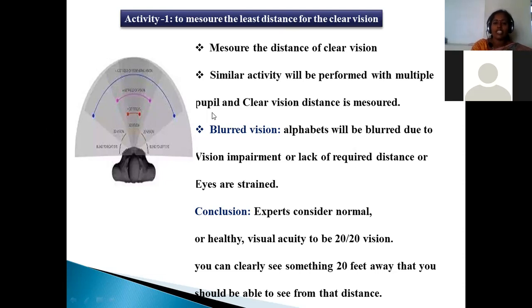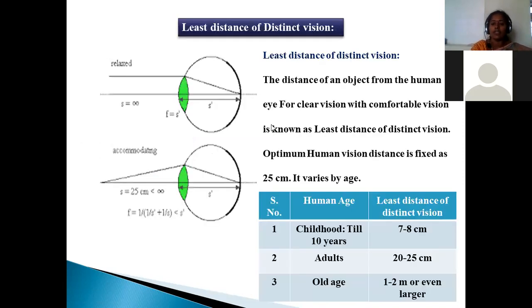So by changing all the people, it is concluded that 20 by 20 vision will be there, meaning a maximum of 20 feet you are able to see. Healthy humans are able to see objects without any complication. So up to 20 feet distance, we are able to see the objects without any complications, right?